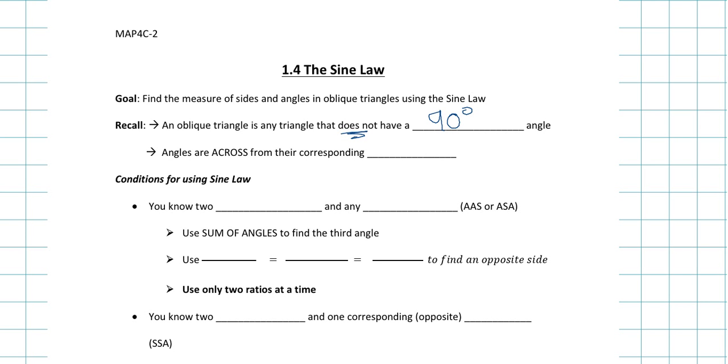When we're naming the triangle, the angles are across from their corresponding sides. What this says is if you have angle A, then you have side A across from it. Angle B, side B. Angle C, side C. This is what it means when it comes to this sentence.